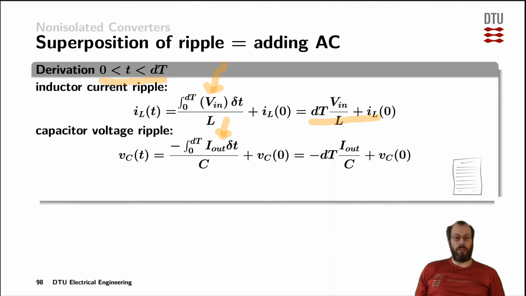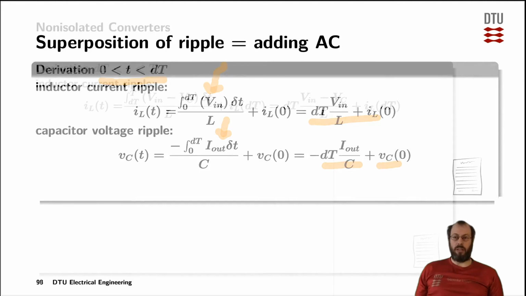Note, compared to the buck converter, the capacitor current is independent of the inductor current here because the diode is blocking the two from each other. That means that the capacitor voltage during the on state of the switch also is only a first order function of time with an offset.